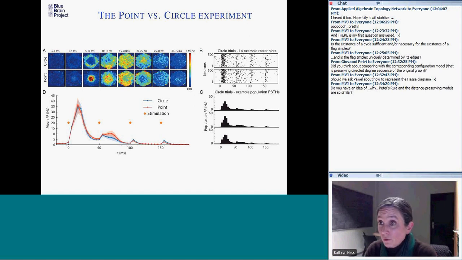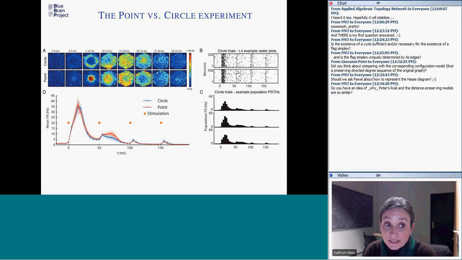Those B and C are just showing you what's going on with the firing. These are what are called raster plots, where you're looking at where the neurons are firing. And so we see the neurons firing at time 0, time 50, roughly time 100, time 150, etc. And panel C is basically a histogram derived from panel B.